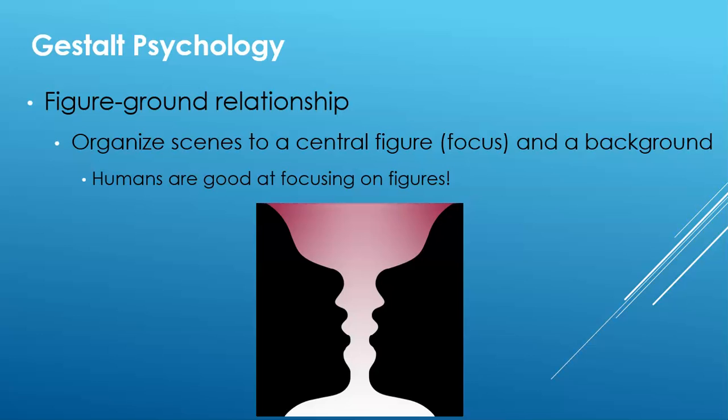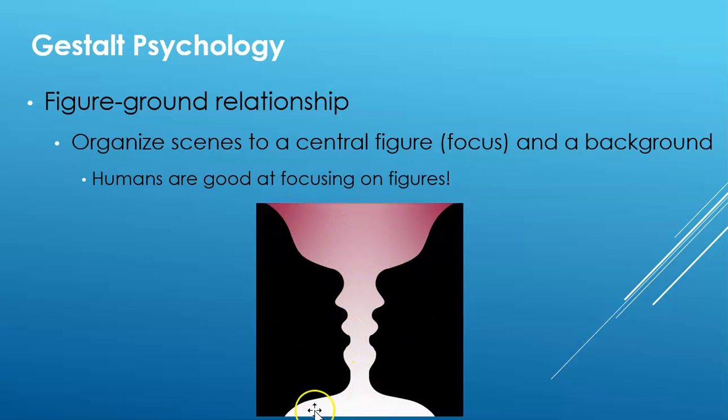So Gestalt theory can be broken down into a few different subsections, and you don't need to know all of them, but one of them is figure-ground relationships. So this is organizing a scene into a central figure or a focus and a background. Humans, we're very good at focusing on a figure. This is where some optical illusions can come in, where we tend to focus on the thing in the middle, the figure, rather than the background.